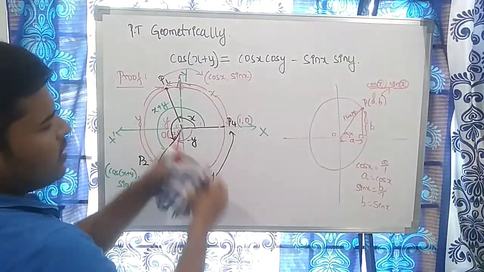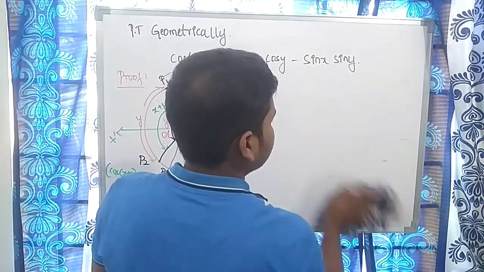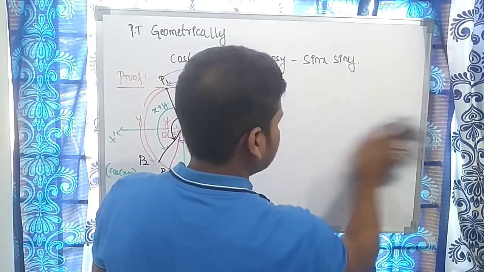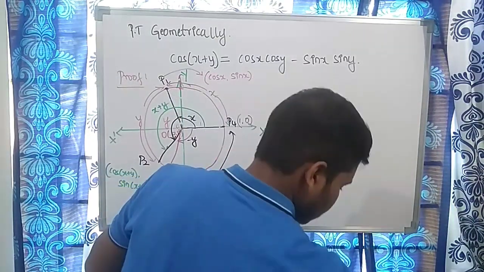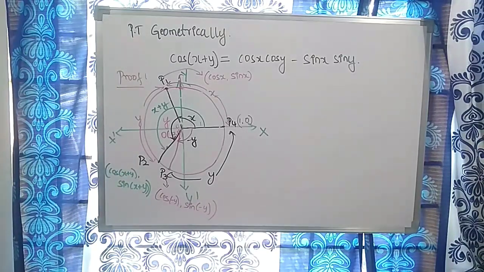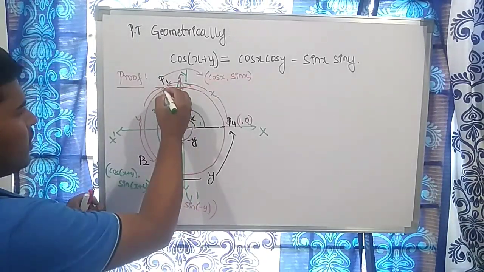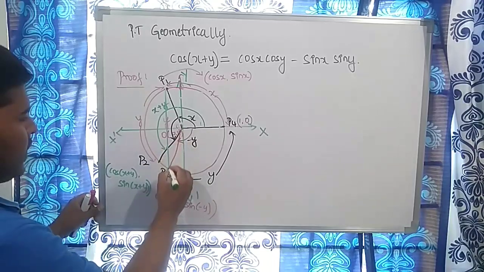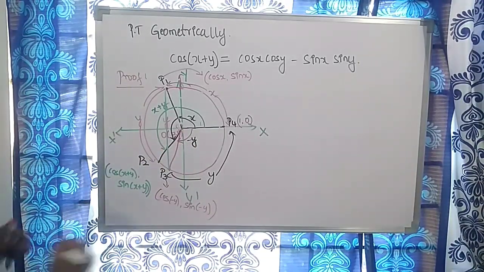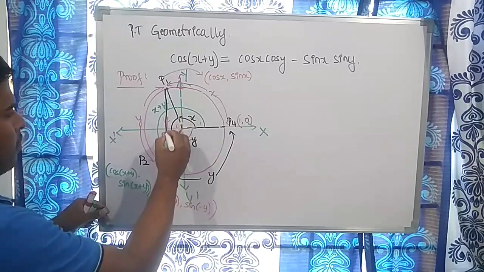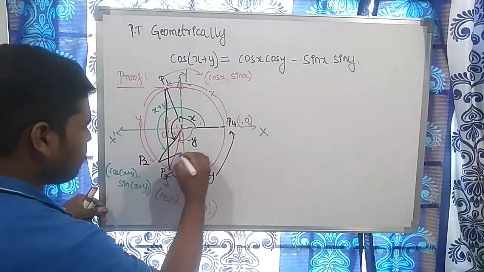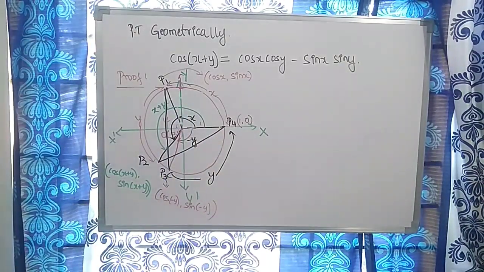By using this we can write cos x, sin x. Then it is about the construction. Next step, the last step of construction, is join point P1 P3. Here I am joining point P1 P3, then P2 P4. Join the points P1 P3 and P2 P4. This is the last step of construction.